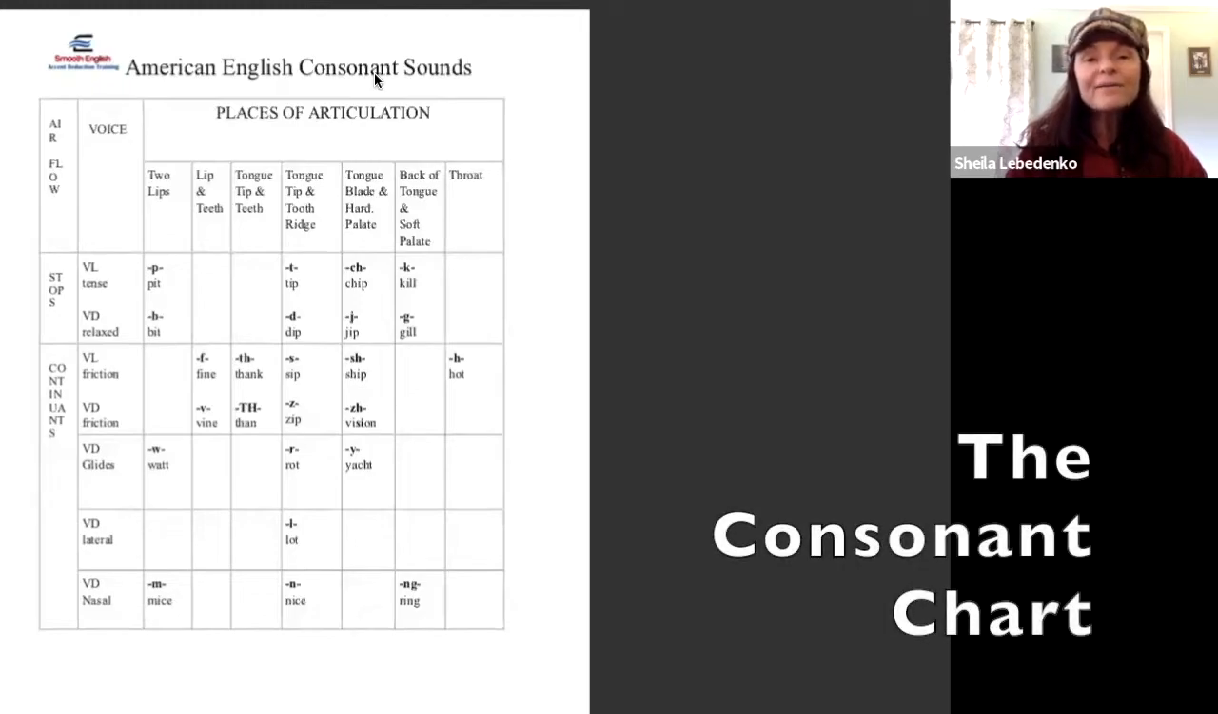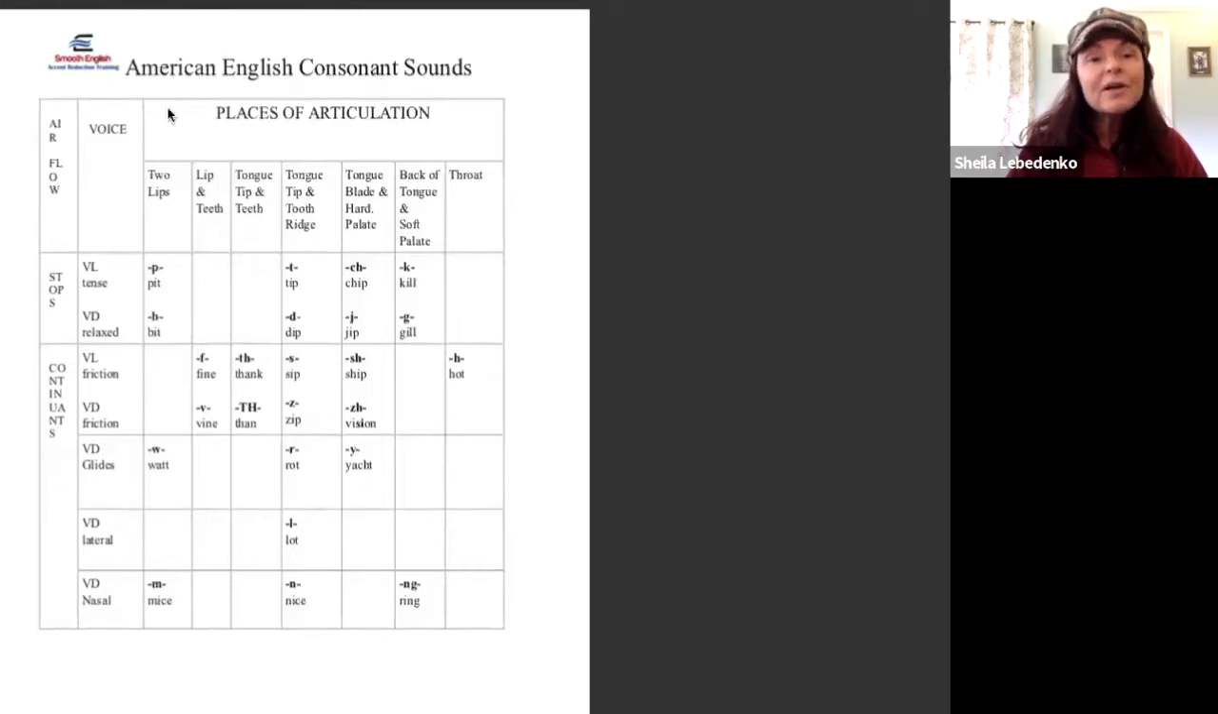Let's talk about the consonant chart today. This chart is going to show you how all the consonants are related, but a little bit different from each other. Let's start by looking up here in the upper left-hand corner, we have airflow. There's generally two types of airflow. We either have stops or continuants.